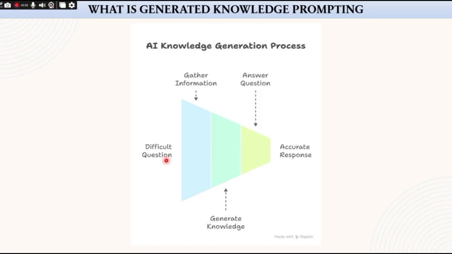The student doesn't know the answer right away, but instead of guessing, they first read a science book, gather some facts, and then try to answer. So that's the basic idea behind generated knowledge prompting in AI. When the model doesn't have information to answer a question directly, it first generates some useful knowledge and then uses that information to respond more accurately.